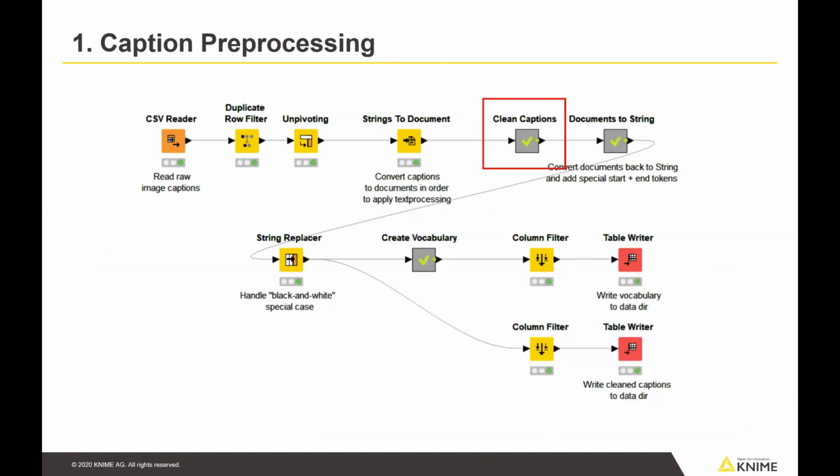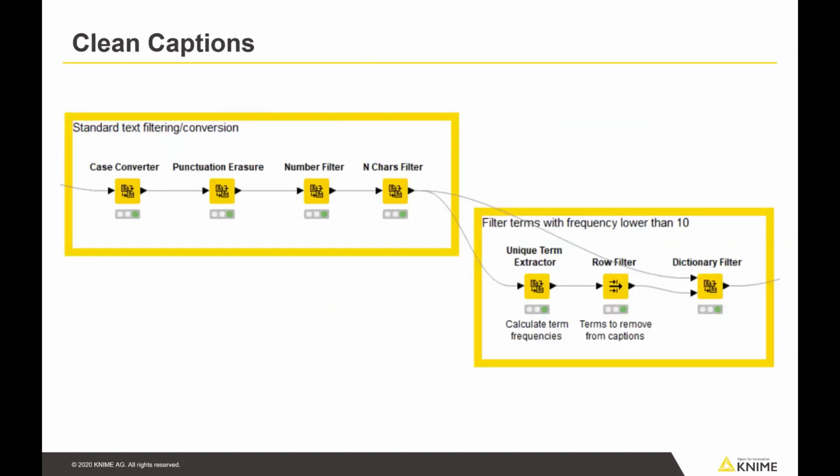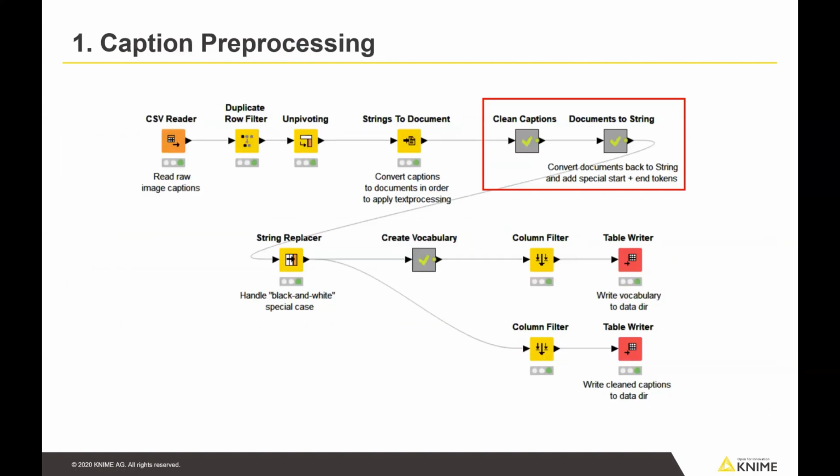Then in this next meta node up here, we do the caption pre-processing, which looks like this. This is done using the text processing extension. Here we perform some standard things on the caption. For example, we convert everything to lowercase, we erase punctuation, we filter some words, and also we remove all the words which have a frequency lower than 10 to make the vocabulary easier. When we're done with that, we convert the documents back to string.